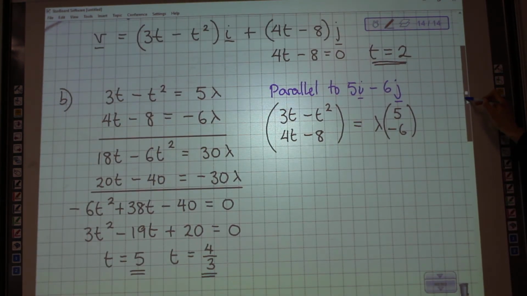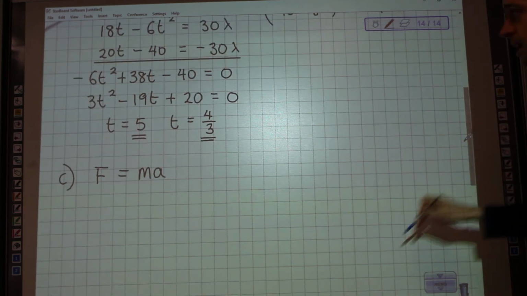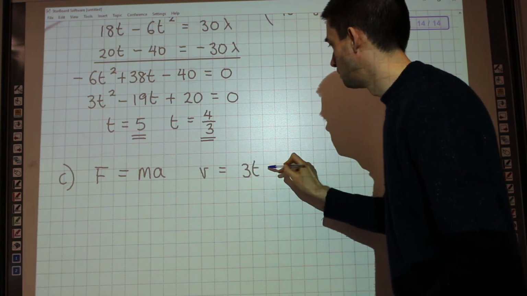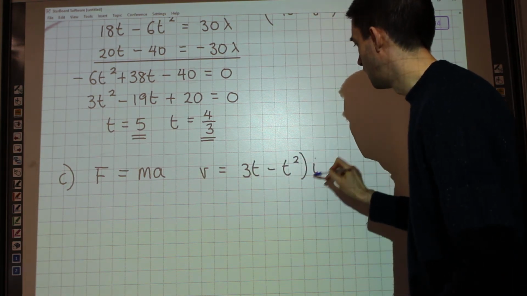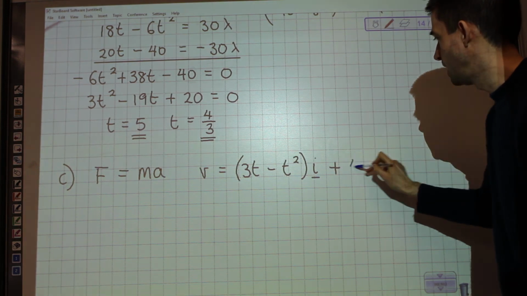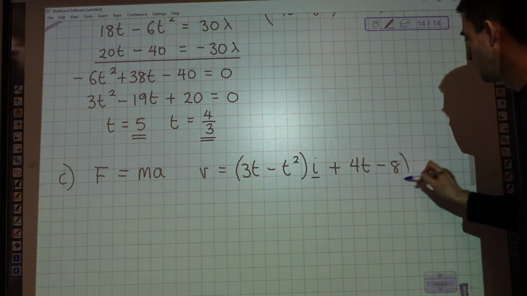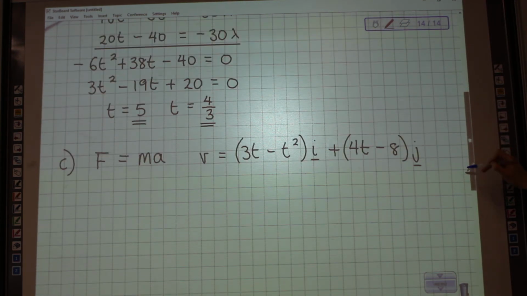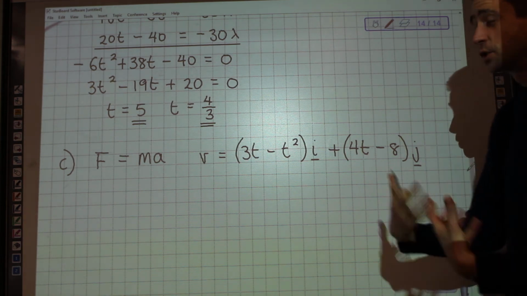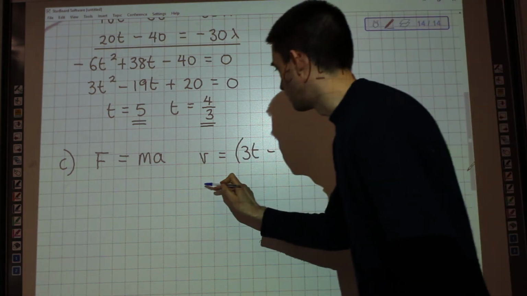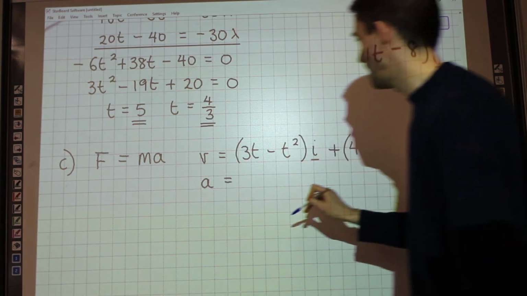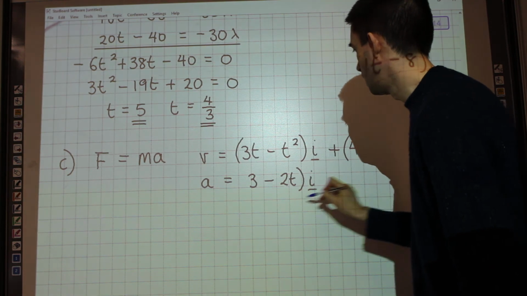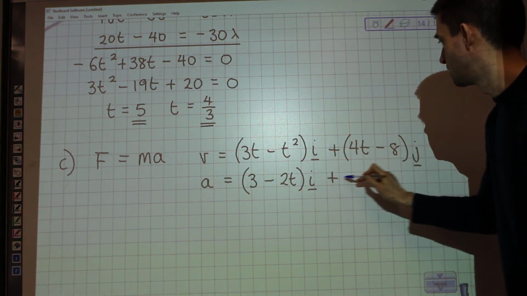But we need an expression for acceleration. We don't currently have that. We have that velocity is 3t minus t squared i plus 4t minus 8j. Just check that. Good. And you know by now, acceleration is the rate of change of velocity. So we can differentiate v to get a. That's going to give me 3 minus 2t i plus 4j.